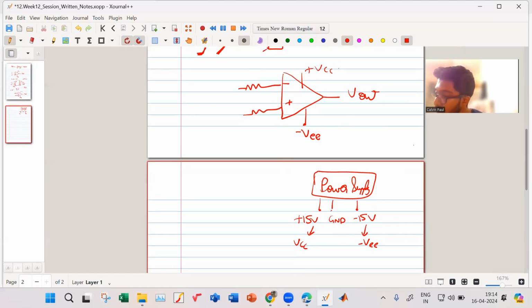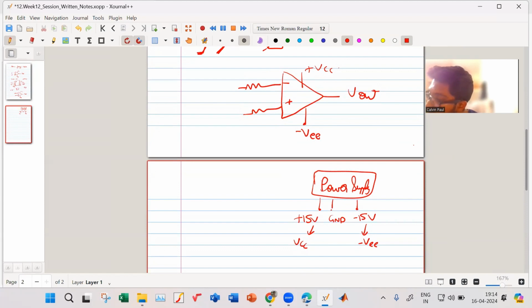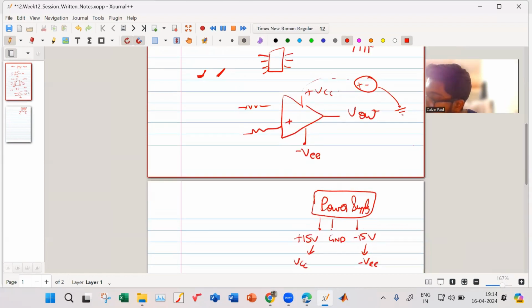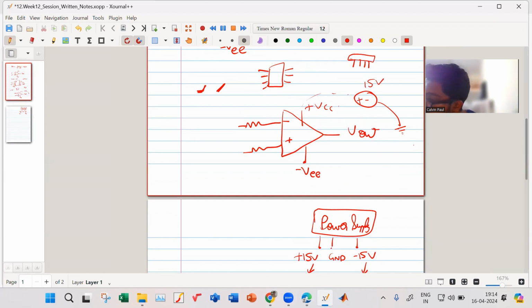Okay. So basically, this is connected to your plus and minus. This is assumed as your ground. So this is your plus 15 volt, this is your minus 15 volt, and this is your ground. So effectively at minus VEE, you are going to get minus 15 volt with respect to the ground. At VCC, you will get plus 15 volts with respect to the ground. So this is for biasing your op amp.